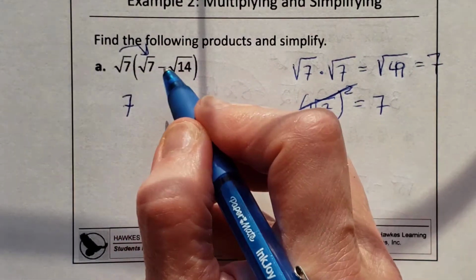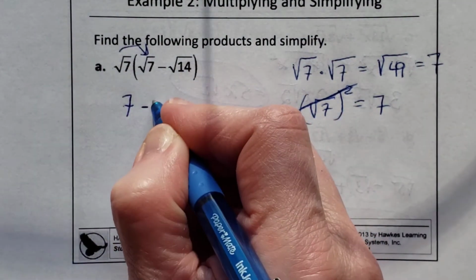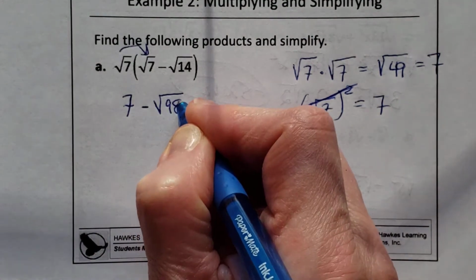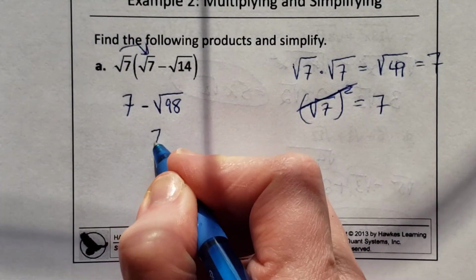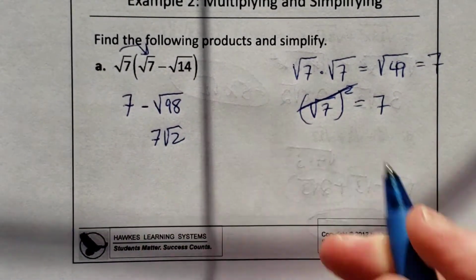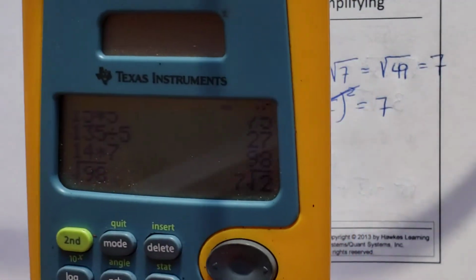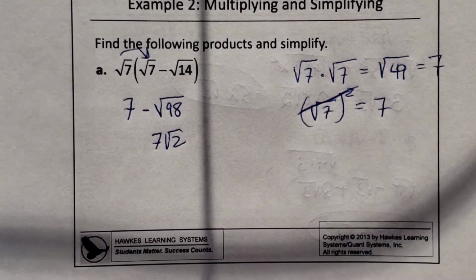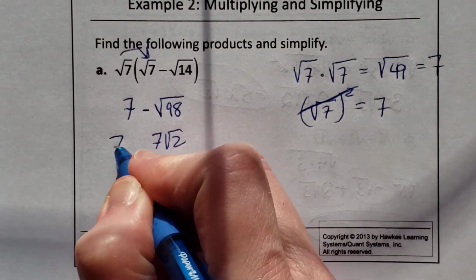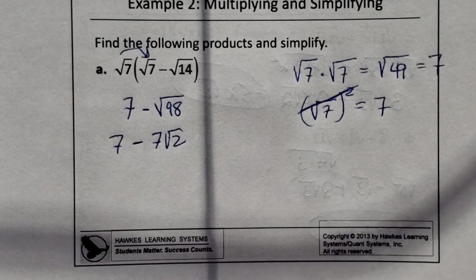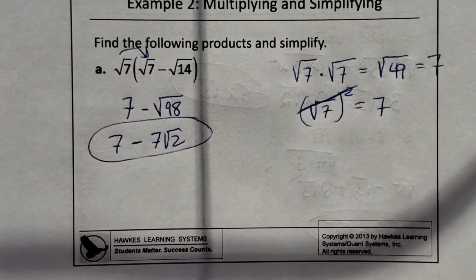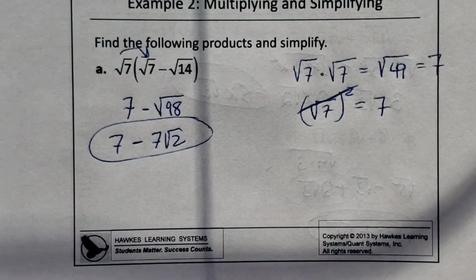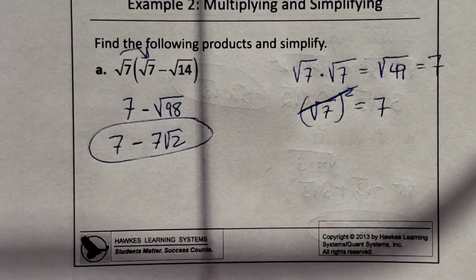So a positive times a negative is a negative 98. And then in my calculator, I'm putting what is the square root of 98. And the square root of 98 is 7 square roots of 2. I just stuck that right in my calculator. Ooh, these shadows are driving me crazy. So basically we have 7 minus 7 square roots of 2. Now those are unlike terms. We're not allowed to subtract them. So that is our final answer, 7 minus 7 square roots of 2.